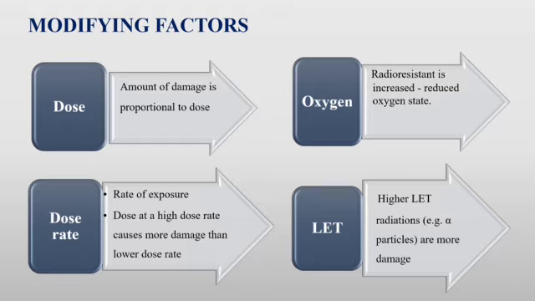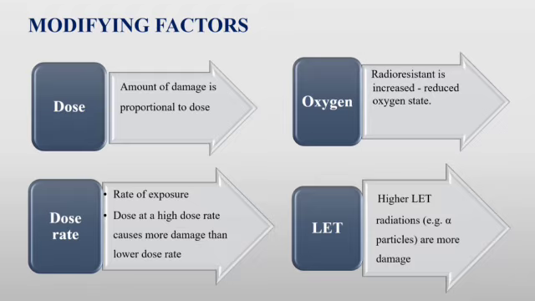Next is the dose rate. Increase in dose rate causes increased damage. Dose rate indicates the rate of exposure. Exposure of biologic system to a given dose at a high dose rate causes more damage than exposure to the same total dose given at a lower dose rate. Next is the oxygen.